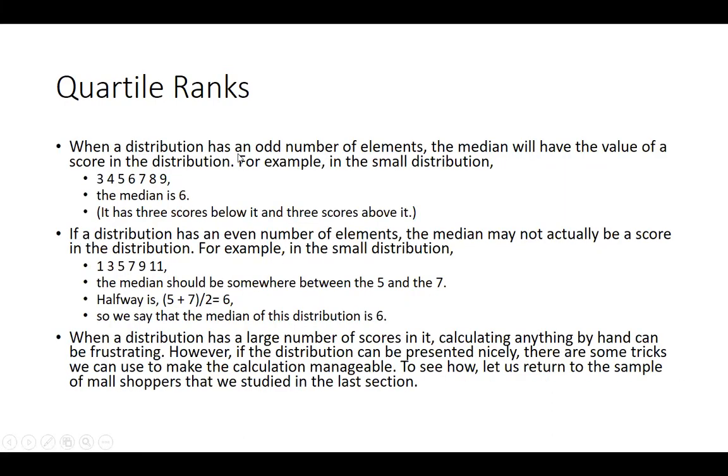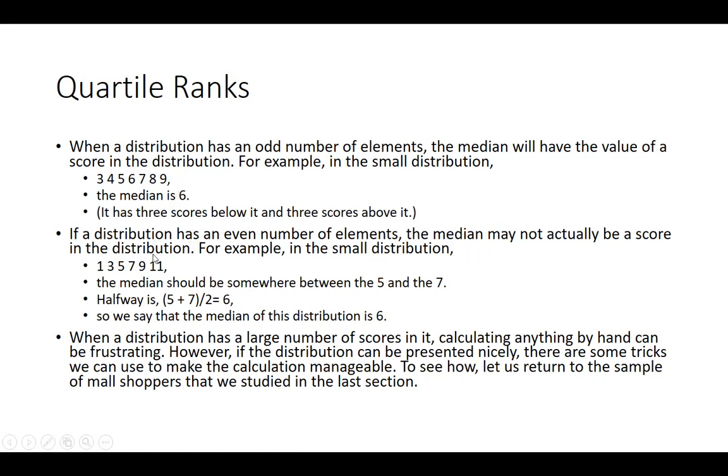When a distribution has an odd number of elements, the median will have a value of a score in the distribution. For example, in the small distribution 3, 4, 5, 6, 7, 8, 9, the median is 6 because it has 3 scores below it and 3 scores above it.